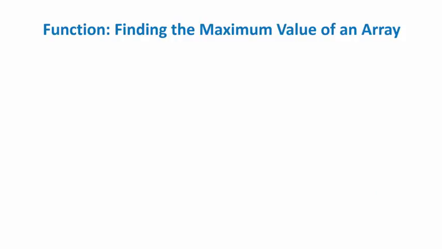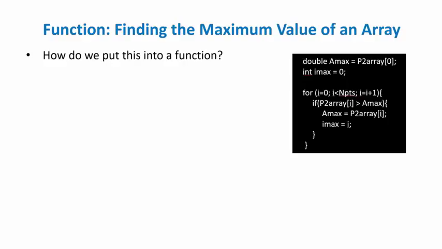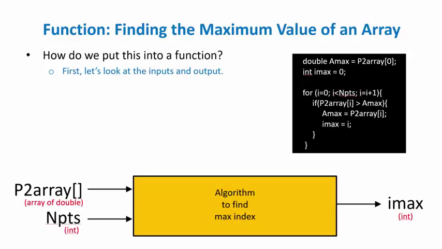Okay, so what do we do to make this little algorithm a function? We start off by saying, okay, here's what we got, and we're going to think about a function. First thing you always think about is, what are the inputs and the outputs to this thing? We are going to be looking at this P2 array, which is an array of doubles. We also need to know how many points are in the array, because that sets how many times we're going to go through the array in our for loop. And then the output is just going to be the integer. It's going to be imax.